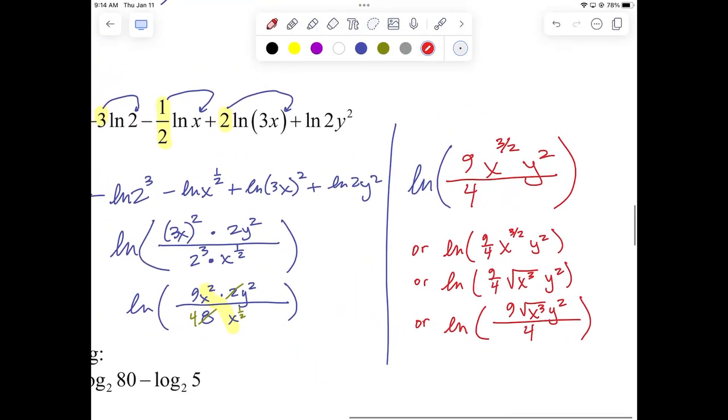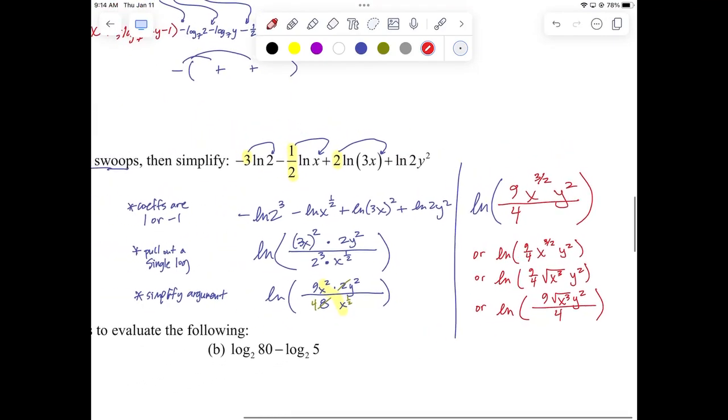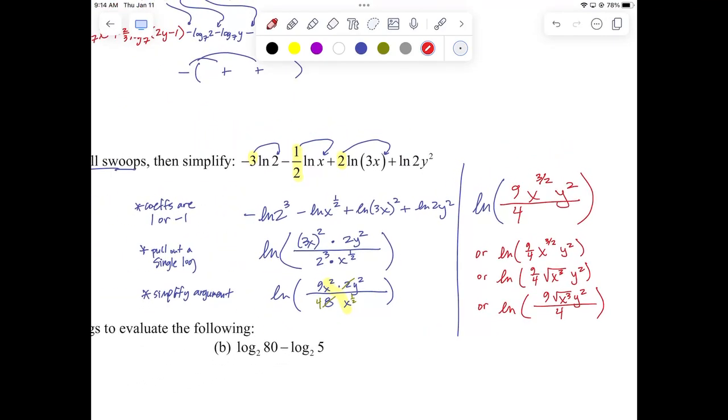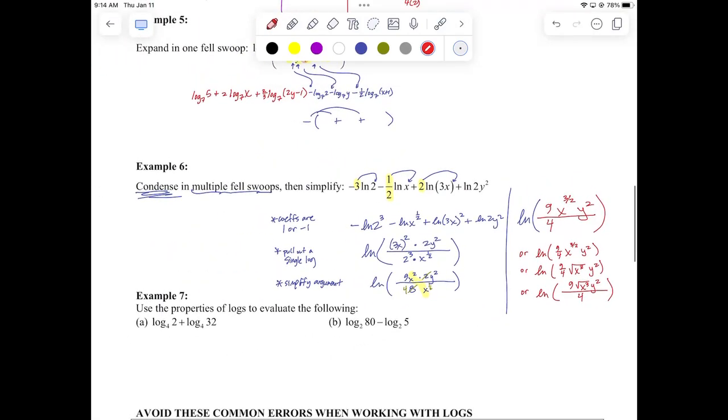So it's easy to expand in one fell swoop. Not as easy to condense in one fell swoop. So we want to do it in sequence. Bring the coefficients in front up to the exponent. Leave the negatives in place, because that just puts it as a factor in the denominator. Then condense your products from the numerator that are pluses. Condense your products from the denominator, which are minuses. And then you're simplifying the argument using your rules of exponents. All right. Questions so far?